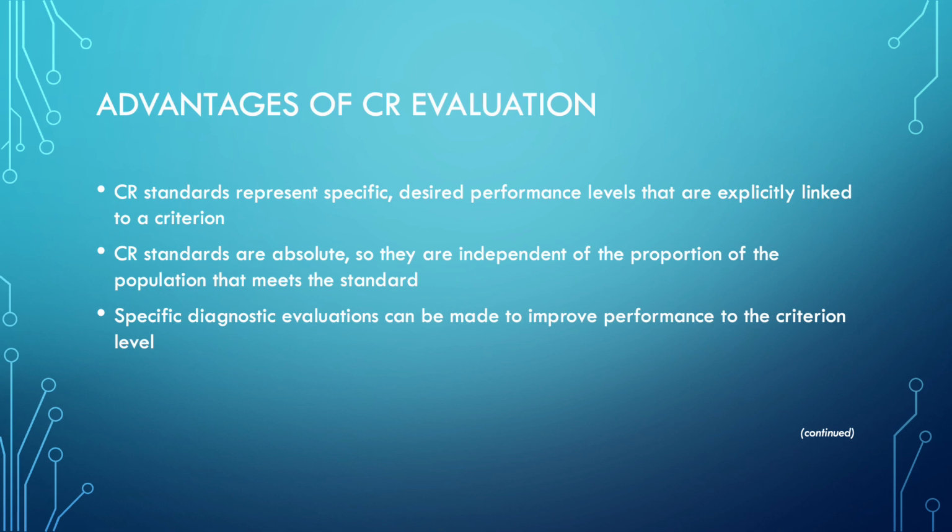There are a lot of advantages to using criterion referenced evaluations or tests. One is that criterion reference standards represent specific desired performance levels that are explicitly linked to a criterion. This could be a health outcome. The standards are absolute, so they are independent of the proportion of the population that meets the standard. Meaning, regardless of how many people smoke, the goal is always to lower the number. We always want fewer people to smoke.